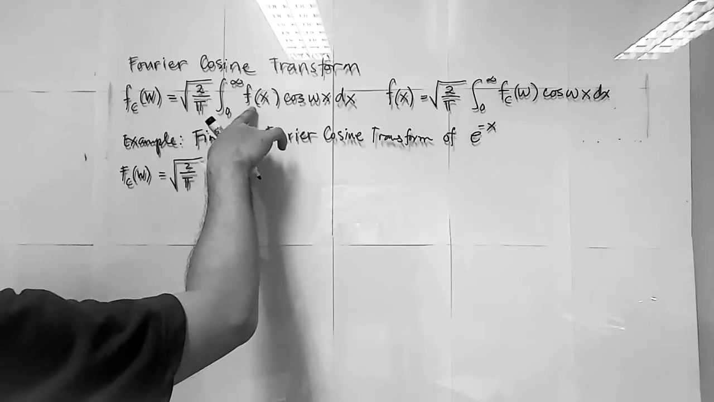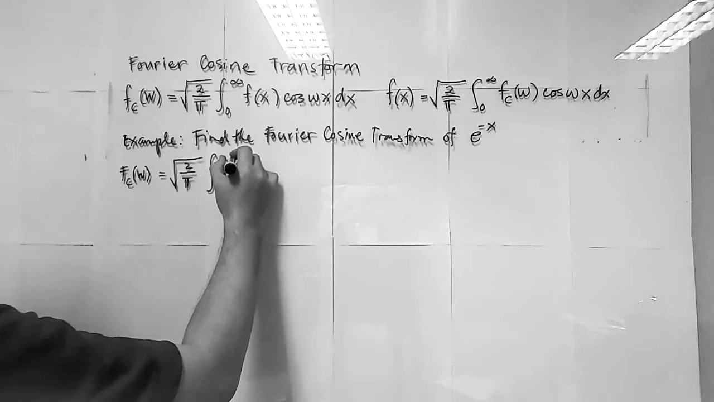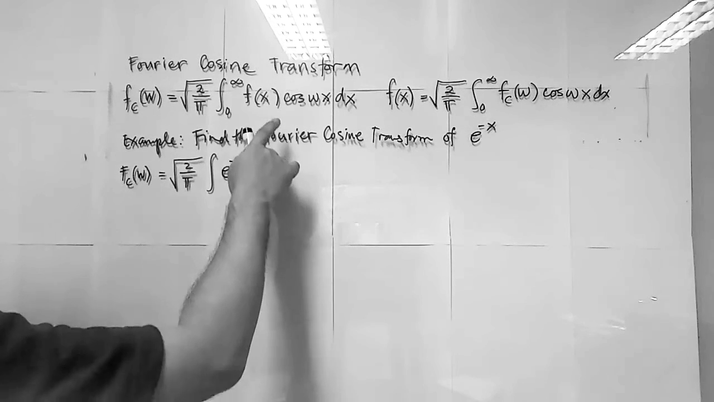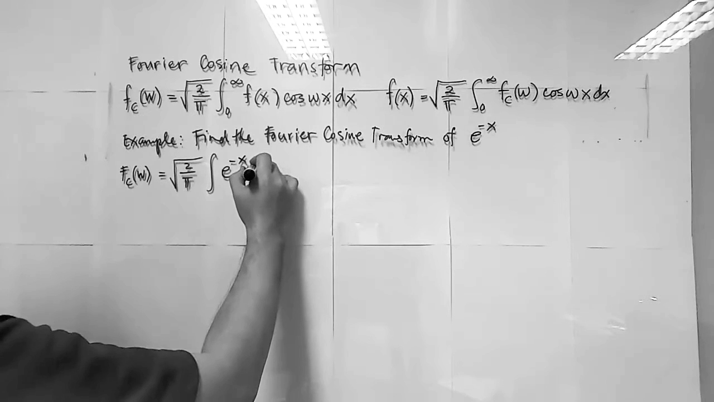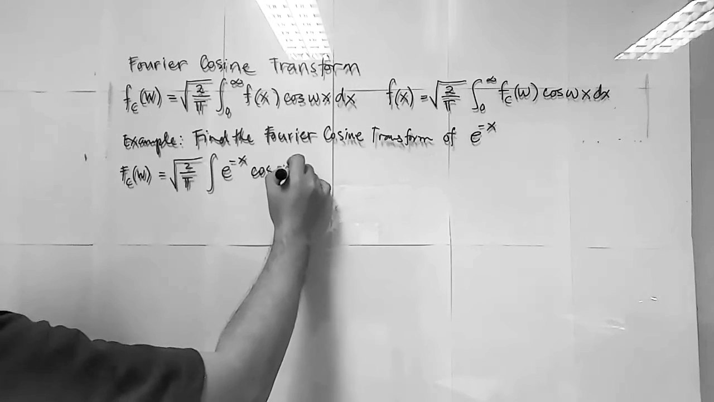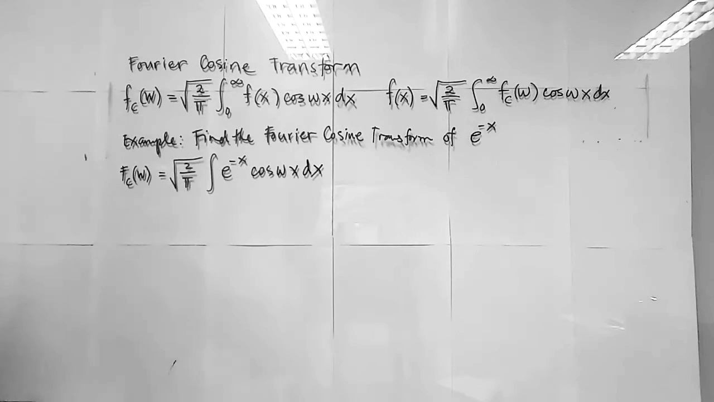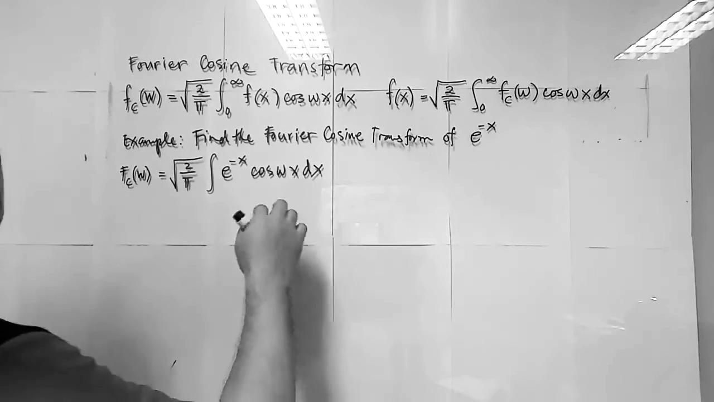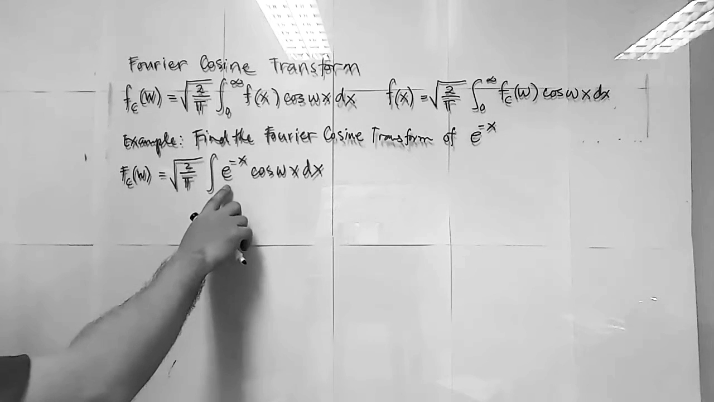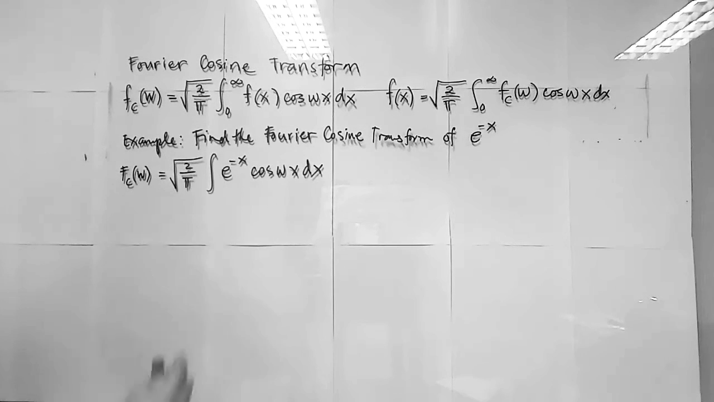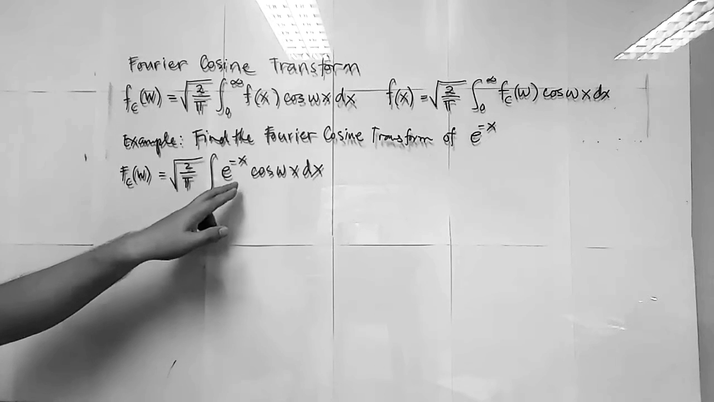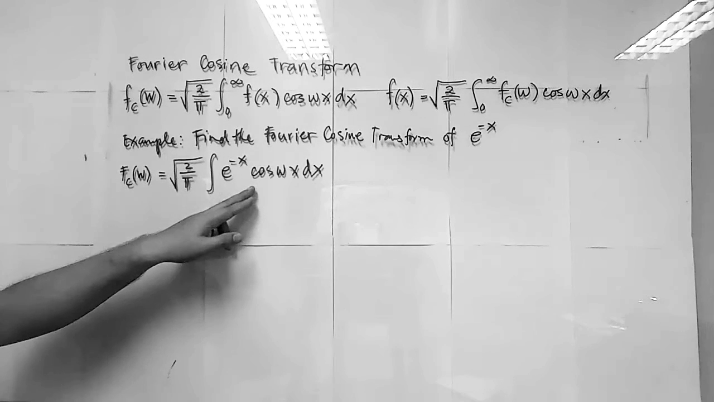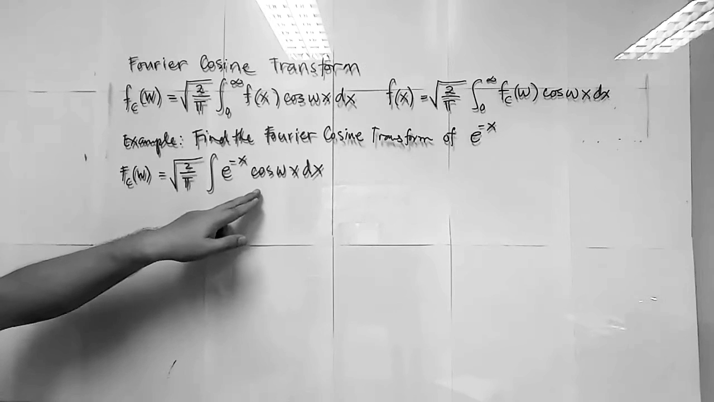Okay, our f of x is e raised to negative x cosine of wx dx. If we observe this one, e raised to negative x cosine wx, we will be using integration by parts for this particular problem.